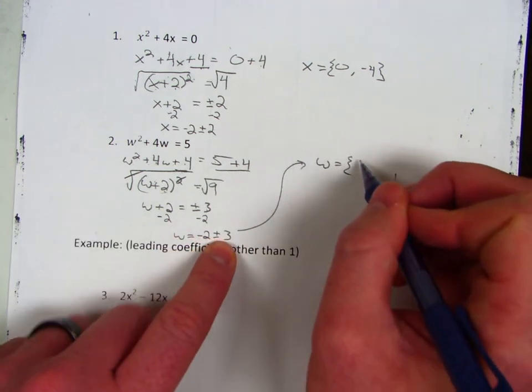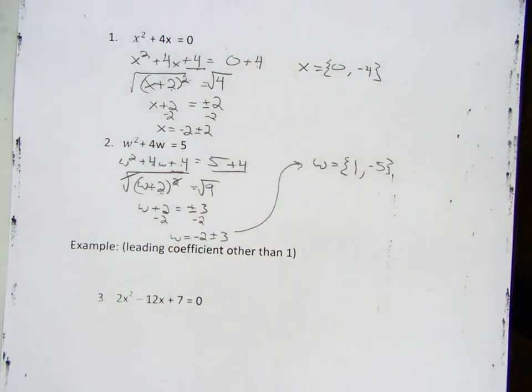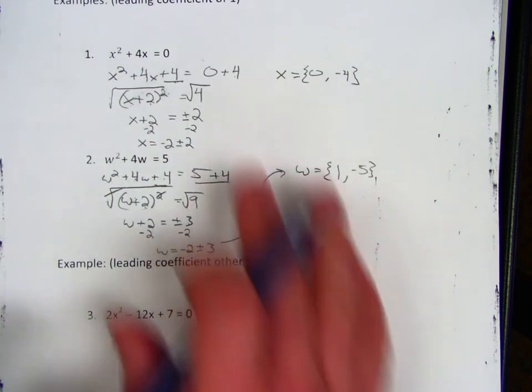Negative 2 plus 3, I think that's a 1. And negative 2 minus 3 is a negative 5. So those are my two solutions to that quadratic. Now, hopefully you're kind of getting the hang of this.